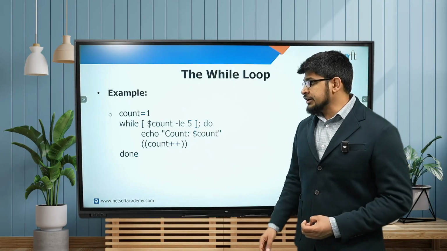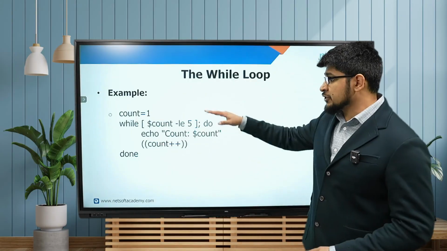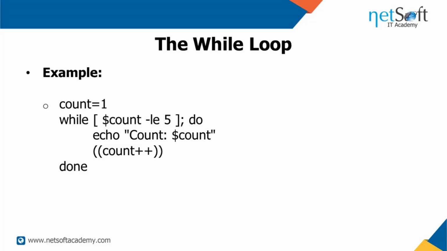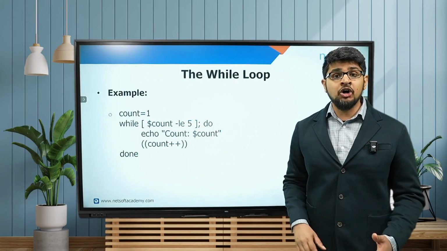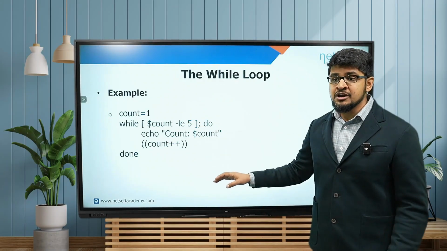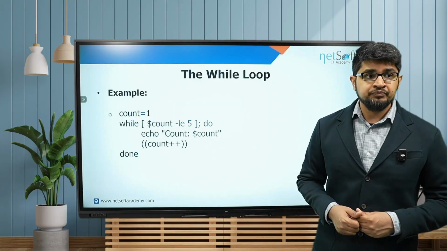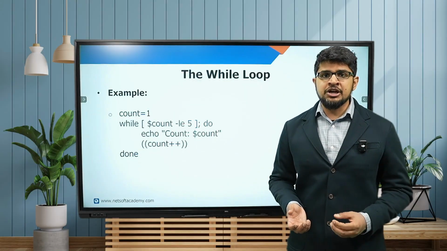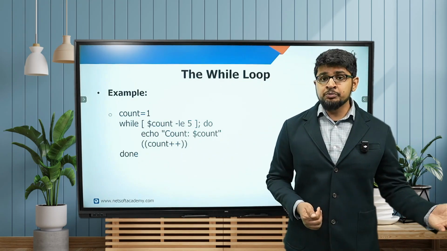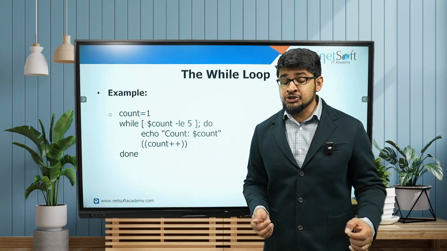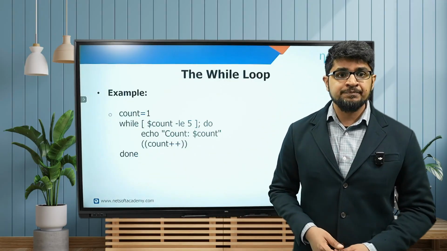And finally, when count is equal to 6, after that fifth run around, 6 is not less than or equal to 5. So then our evaluation will return false. Our condition statement will resolve to be false. So that will finally break this while loop. So I hope you get the idea that a while loop is really based on a condition, whereas a for loop is really based on a list or an index.